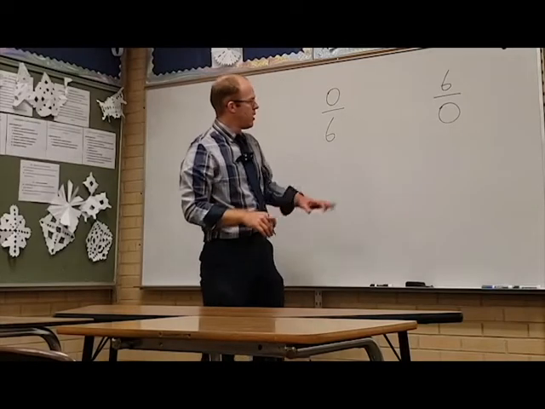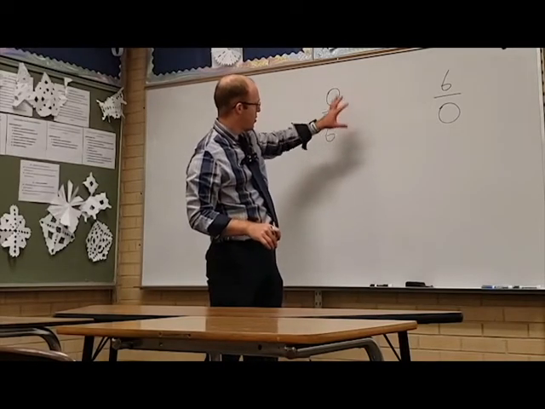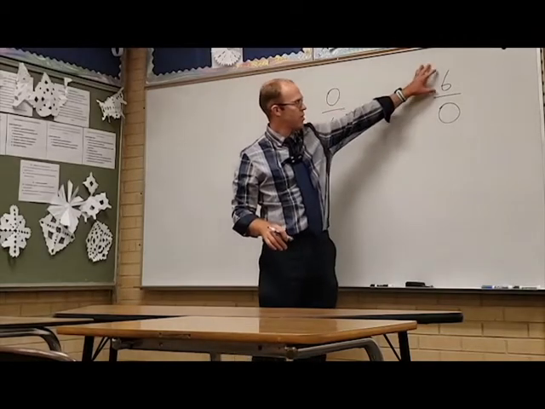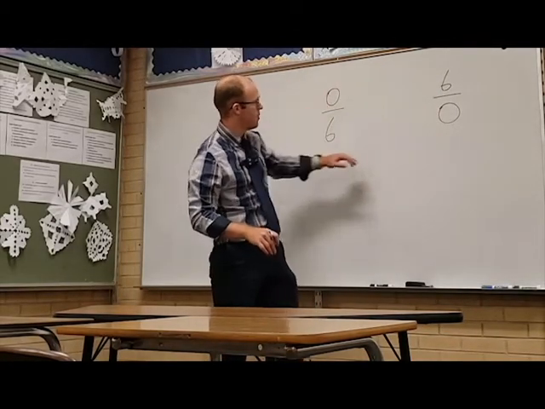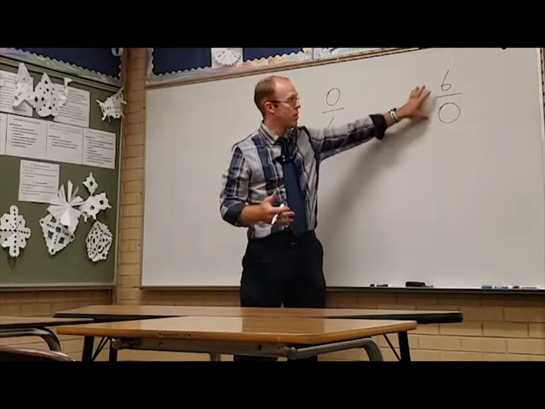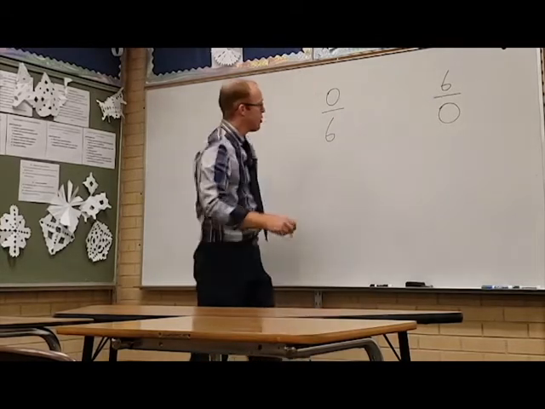I want to take a moment and talk a little bit about 0 divided by a number versus some number divided by 0. So we're going to do two examples. First, 0 divided by 6. Then we're going to switch it up, do 6 divided by 0. All right, we're going to start with this one.